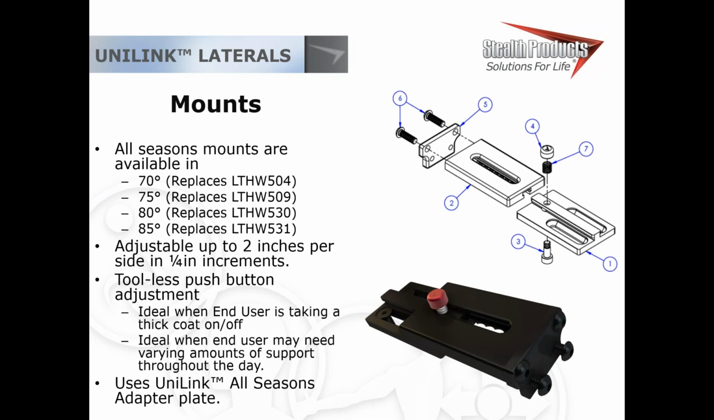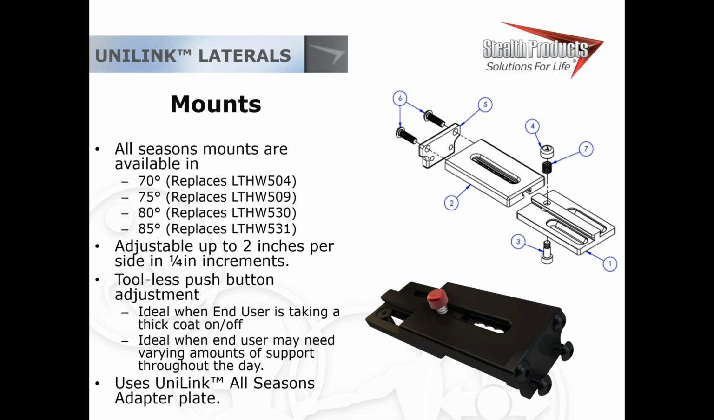Other options we're going to have would be your all seasons mounts. So we'll have it in 70, 75, 80, and 85. And remember, we have the 90 in your thigh supports. So what this will let us do again is let you adjust up to 2 inches per side in quarter-inch increments without tools. So this is ideal when your end user's size is changing throughout the day. For example, using a coat in the morning and not in the afternoon, or inside and outside. Or when your user needs a variable amount of support.